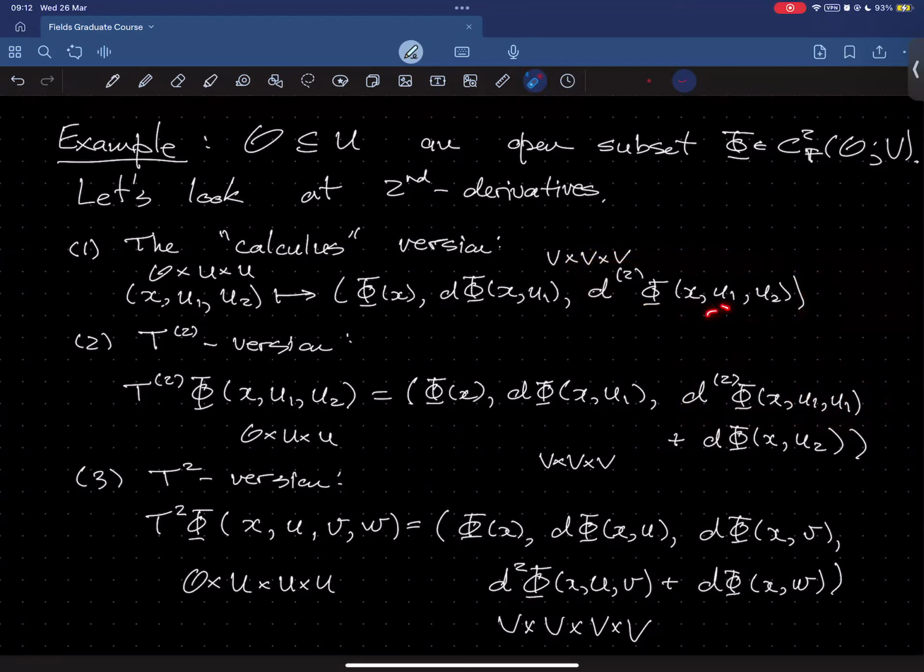Of course, it's not the same U1 and U2. You have to go like U1 plus U2 and then U1 minus U2. But the point is, if you know it on identical arguments, you can figure it out on different arguments by what's called the polarization identity. And so really, these three things are all different representations of the same thing.